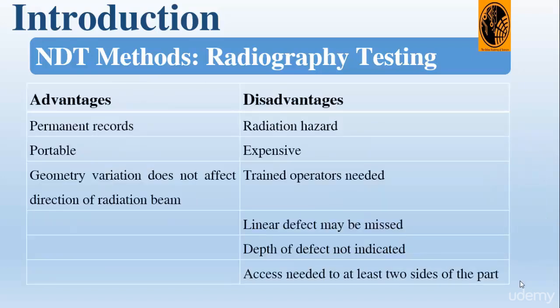Here are the advantages and limitations of this technique. It is portable, and it also gives a permanent record, and geometry variation does not affect the direction of radiation. But on the other side, there is a radiation hazard, and it is expensive, and it requires trained operators, and some linear defects may be missed, and the depth of the defect is not indicated, and access is needed to at least two sides of the part or the specimen.